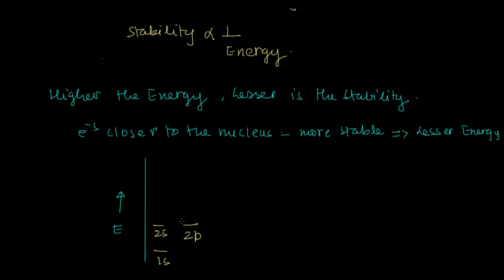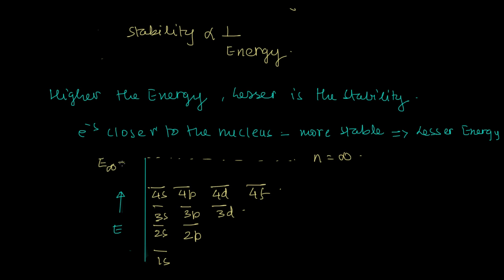I'm talking about the monoelectronic species, the hydrogen-like species, and 3s, 3p, 3d are there, and 4s, 4p, 4d, and 4f are there. Correct? The highest is for n equal to infinity. This point is n equal to infinity, and this energy is how much? We have found E infinity to be 0.